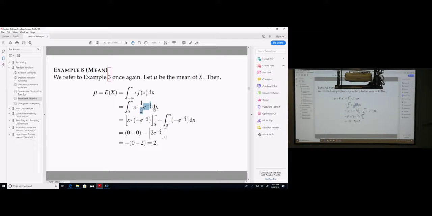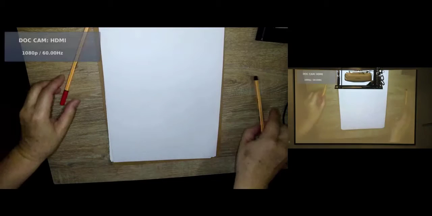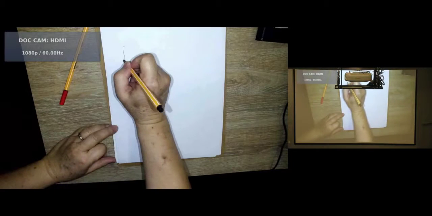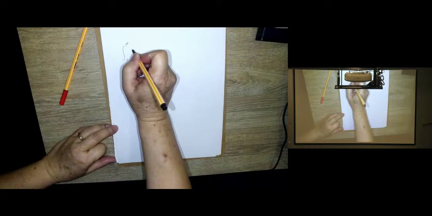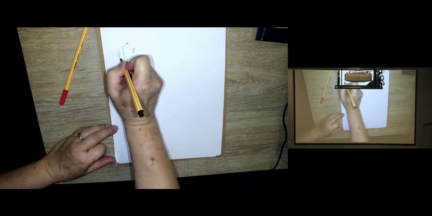So here we have to do the integration. To deal with this kind of integration, we use integration by parts. Have you learned integration by parts? All right. So, okay, let me do the calculation here a little bit. So I can think of it this way.